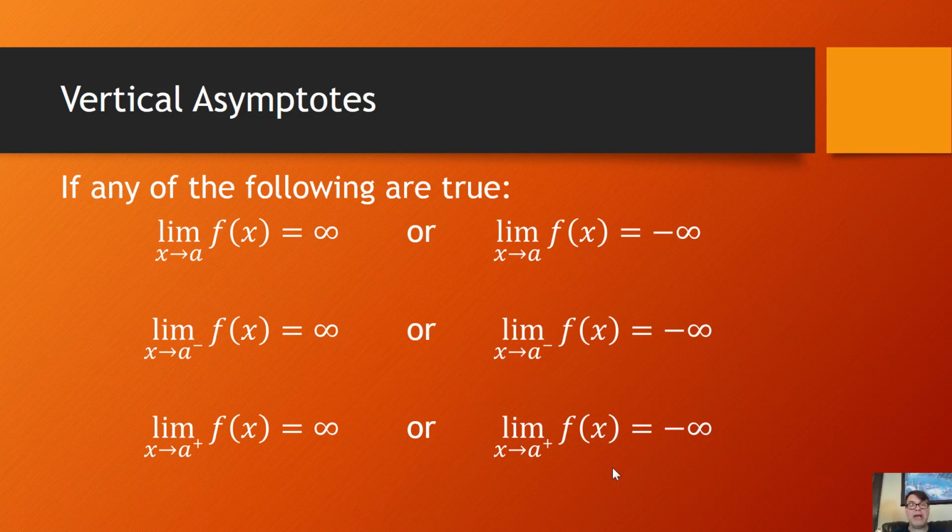So a little bit about right-hand and left-hand limits, as well as infinite limits and asymptotes.